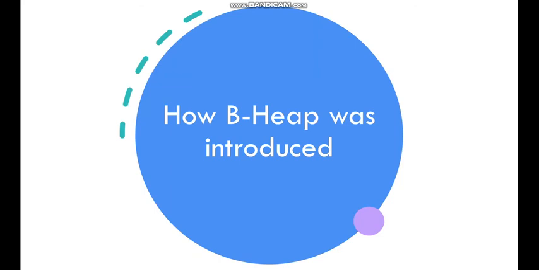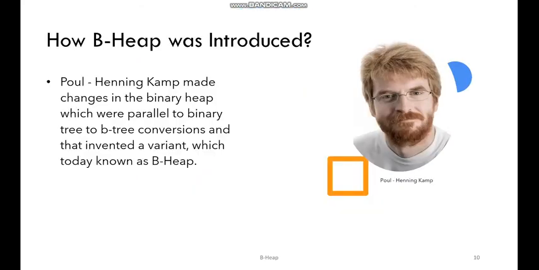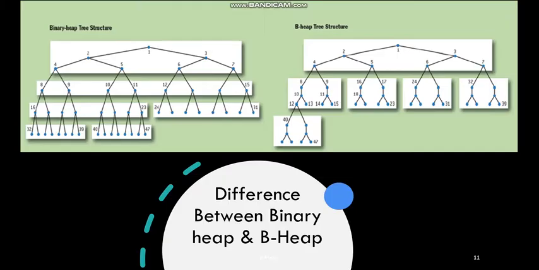Now we will see how the BHeap was introduced. Paul Henning introduced the BHeap when he made changes in the binary heap which were parallel to the binary tree to B tree conversions, and that invented a variant called BHeap. The difference between the binary heap and the BHeap.